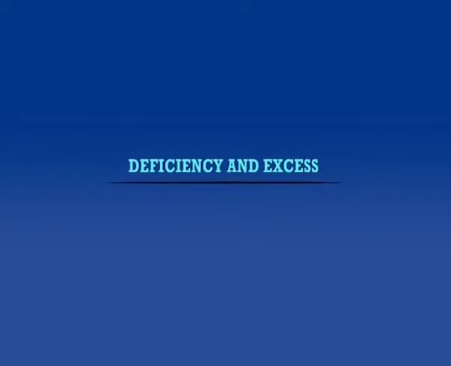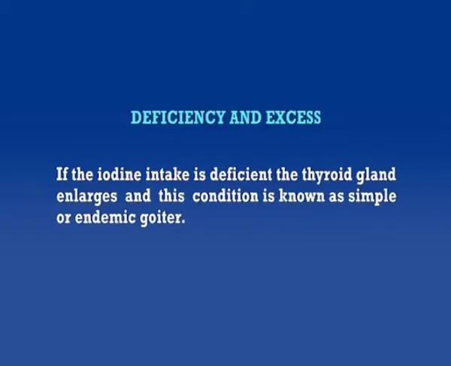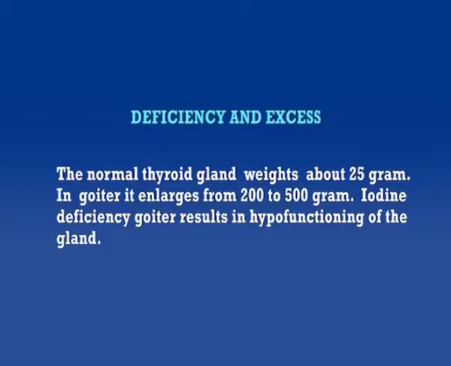Now, the deficiency and excess of iodine. If the iodine intake is deficient, the thyroid gland enlarges, and this condition is known as simple or endemic goiter. The normal thyroid gland weighs about 25 grams. In goiter, it enlarges to 200 to 500 grams. Iodine deficiency goiter results in hypofunctioning of the gland. If diagnosis is done early and iodine supplements are given, the thyroid may become normal. If timely treatment is not given, the enlargement will become permanent.